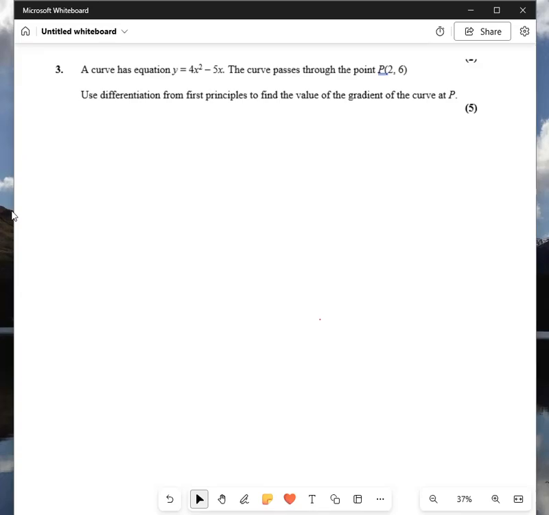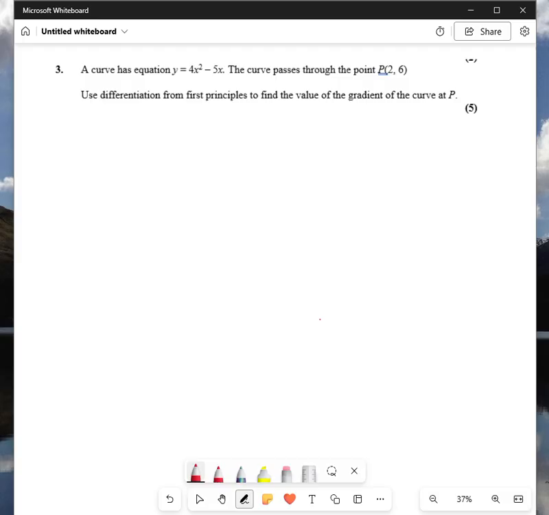This question is a differentiation from first principles question. I know a lot of you see that and just hate it and don't want to do it. But it's 5 marks, and I don't think it's very difficult 5 marks to get. You just have to practice using the differentiation by first principles formulae. It is a case of just bunging it in and then making h equal 0 at the end. That's all you need to do.